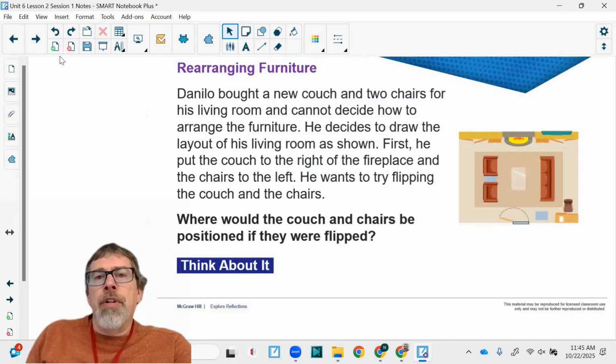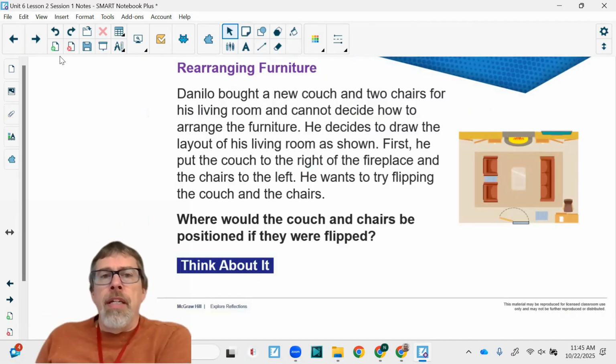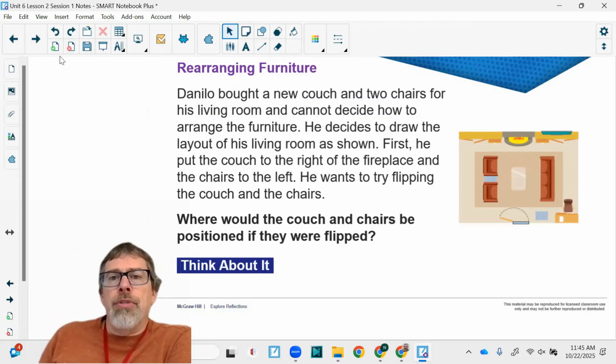So we're going to start off by rearranging furniture. It says Danilo bought a new couch and 2 chairs. So here's the couch here. Here are the 2 chairs for his living room, and he cannot decide how to arrange the furniture. He decides to draw the layout of his living room as shown. First, he put the couch to the right of the fireplace.